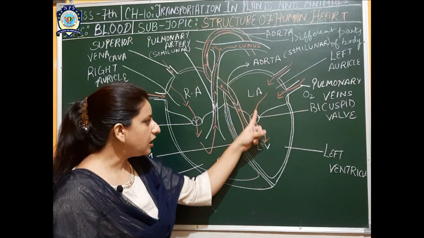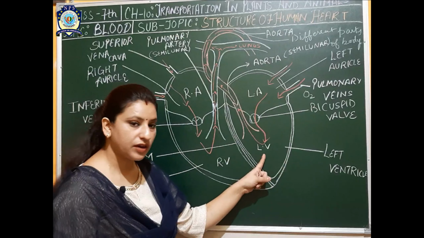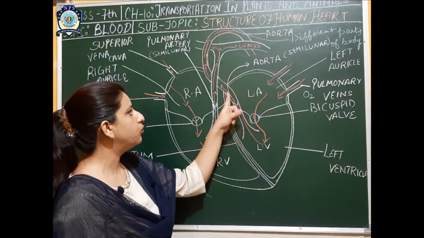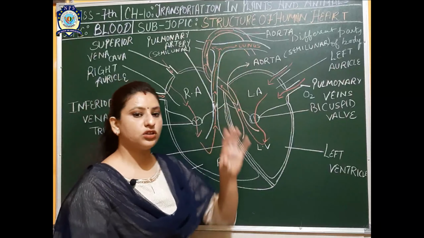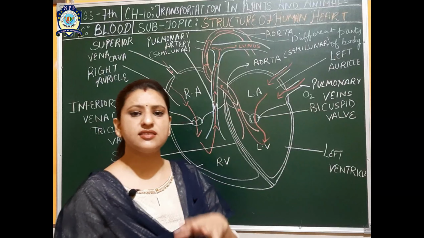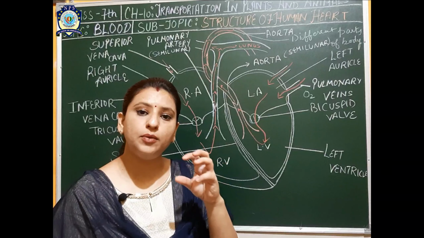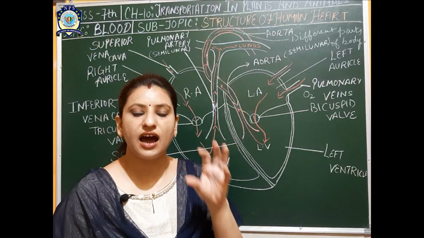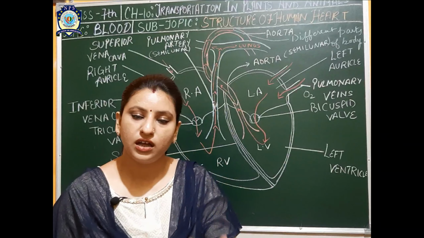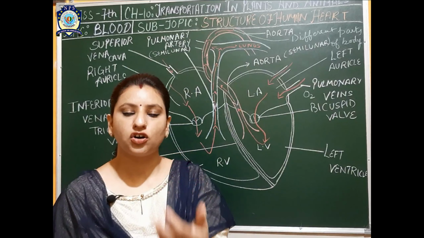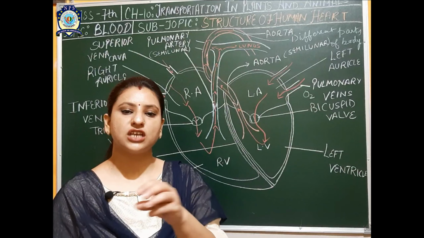From the left auricle the blood will move to the left ventricle. From the left ventricle the oxygenated blood will move through the aorta to the different parts of the body. Means the aorta is giving the oxygenated blood with the help of high pressure to all the arteries, and the arteries will carry the blood to the arterioles, and arterioles will give the oxygenated blood to each and every cell.